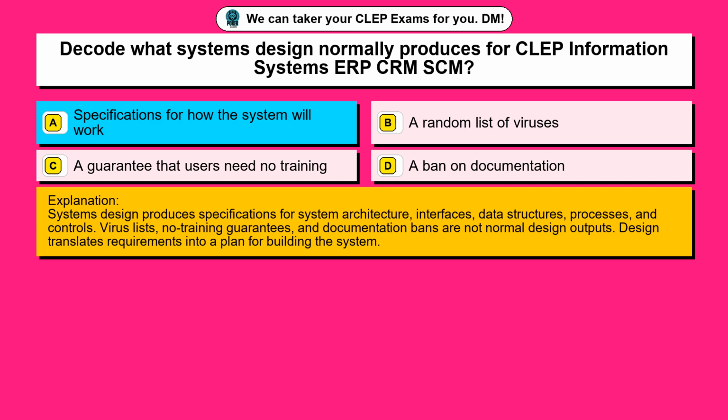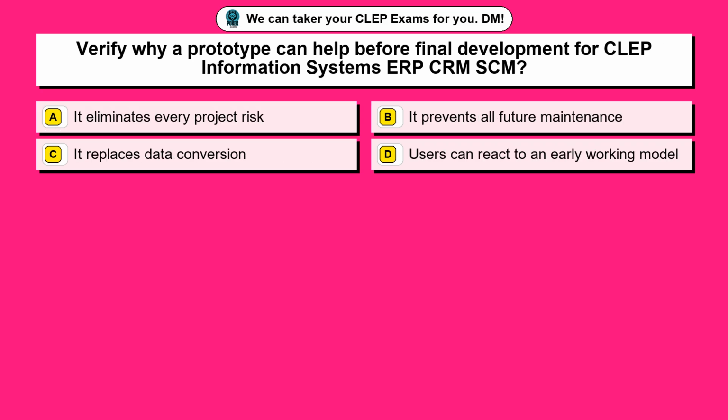Systems design produces specifications for system architecture, interfaces, data structures, processes, and controls. Virus lists, no training guarantees, and documentation bans are not normal design outputs. Design translates requirements into a plan for building the system. Question 68.